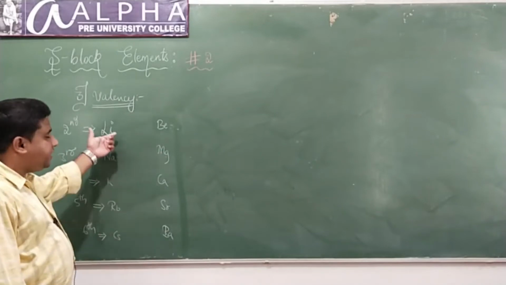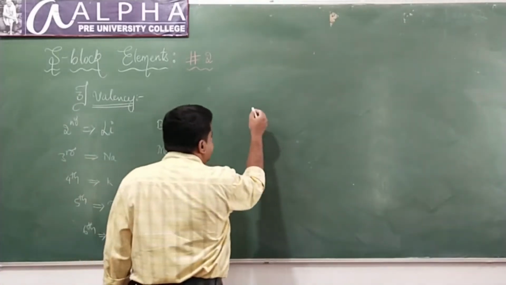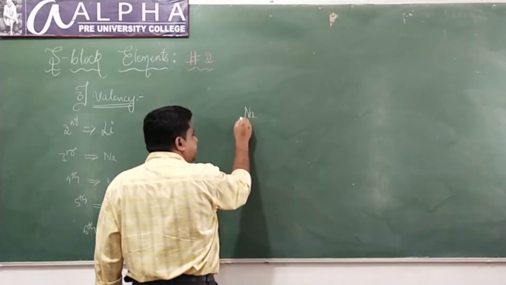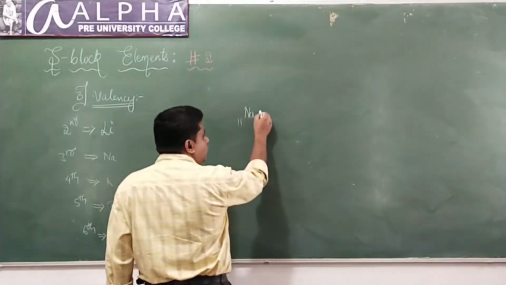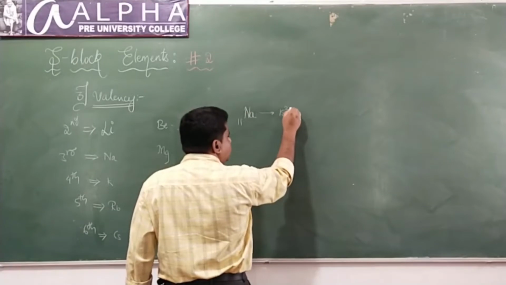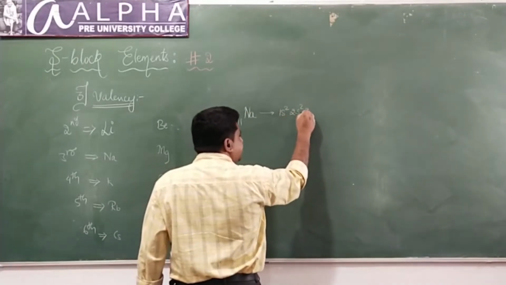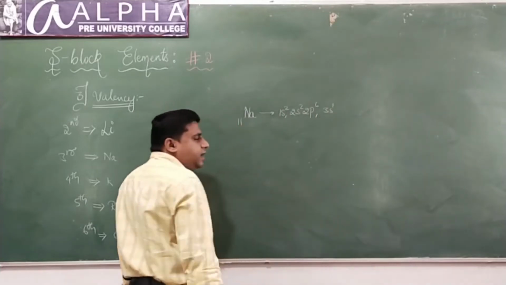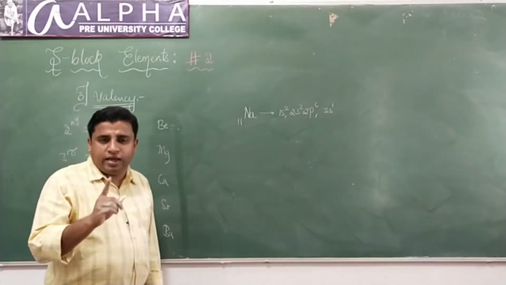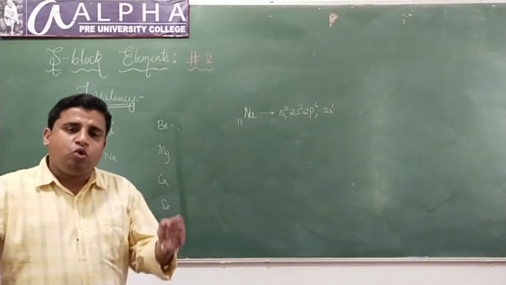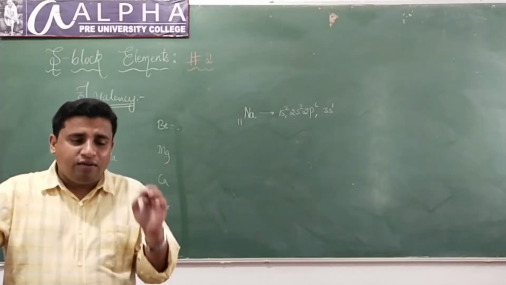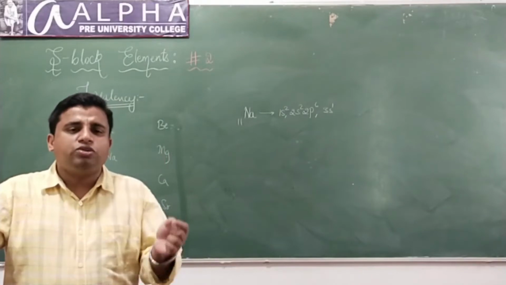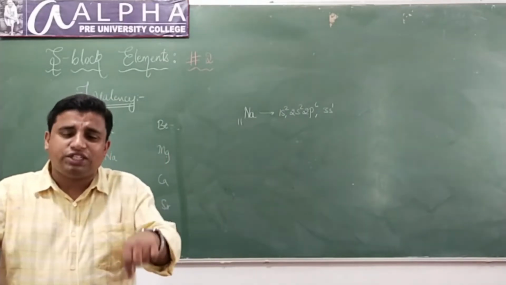See, if I take lithium or sodium for that matter, what is the atomic number of sodium? It is 11, correct? What is its electronic configuration? 1s2, 2s2, 2p6, 3s1. I told you in the very first video itself, I am going to relate each and every physical property and each and every chemical property to the respective electronic configuration.